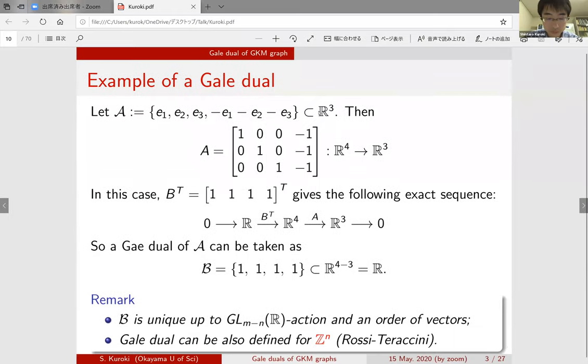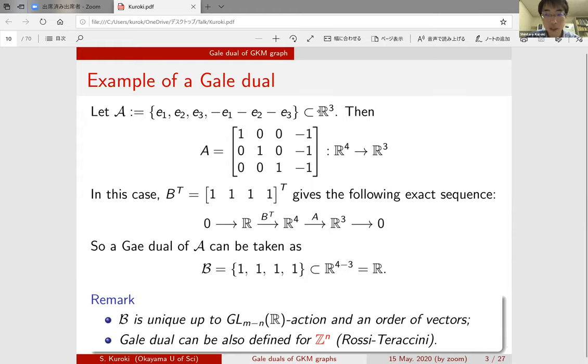Moreover, we can also define the Gale dual on Z^N. Actually, in the Z^N case, several difficulties happen. For example, there exist some torsions. But if we assume some good conditions, then we can deal with Z^N like vector spaces. And for more general cases with torsions, Rossi and Terracini also studied the integer Gale duals. So in this talk, we will use the integer Gale dual with some good conditions, like a vector space. Okay, so this is the notion of the Gale dual.